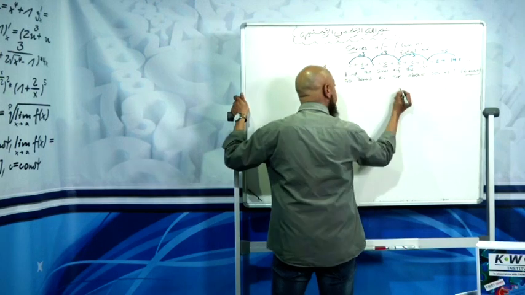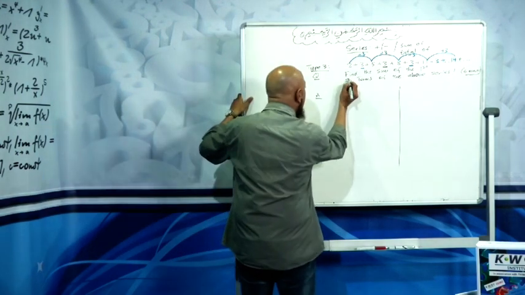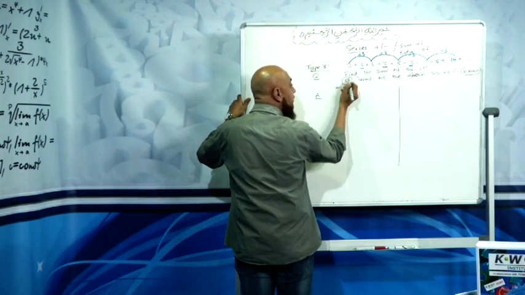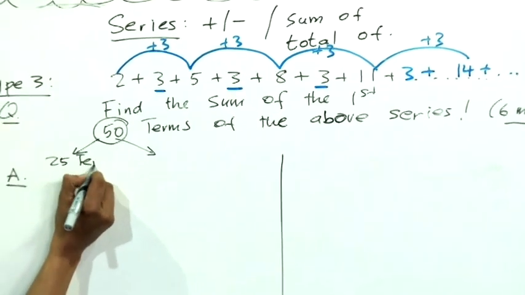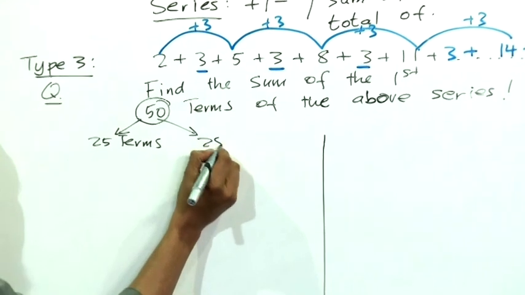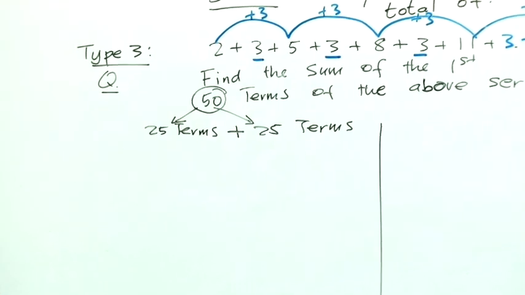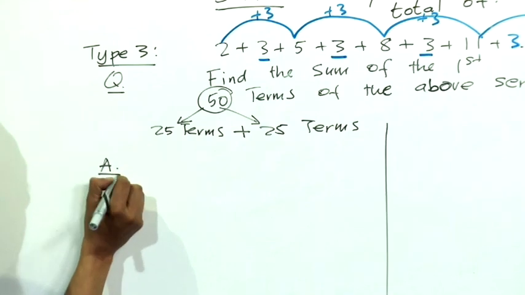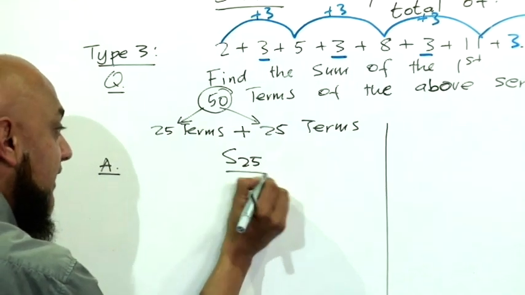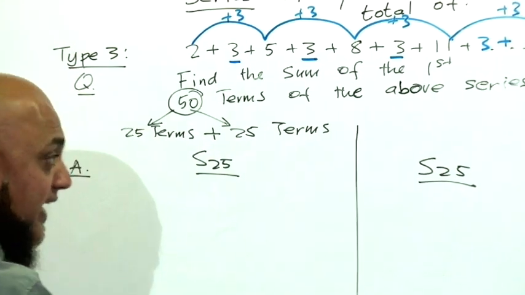So now we've got 2 series. So we're going to find S25, because we've got 50 terms, broken up into 2 separate series. We've got 25 terms in the first series, and 25 terms in the second series. And all we're going to do is find the total of each, and at the end, we're going to add the 2 sums, and that will give us the total of the 2 series. So pay attention in our answer. We're now going to do S25 in the first, S25 in the second, and at the end, we're going to add up these 2 values.